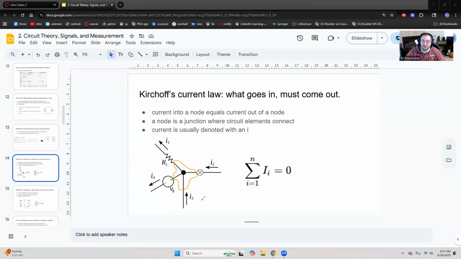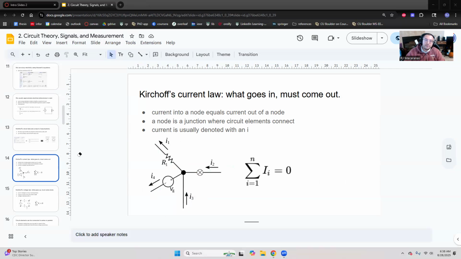So that is considered a node because there are a bunch of elements that are interconnected there, right? Likewise, this is a node. This is another node. This is another node. So these are all separate nodes. Now, the other side of this I3 is connected to the inner node that we had circled before, so it's not necessarily a separate node.